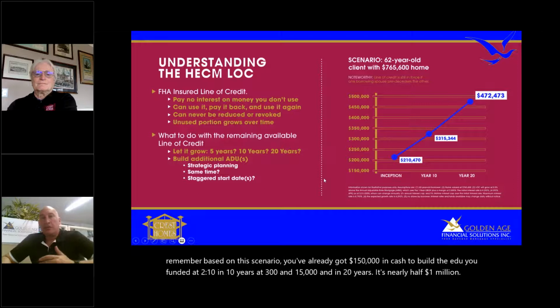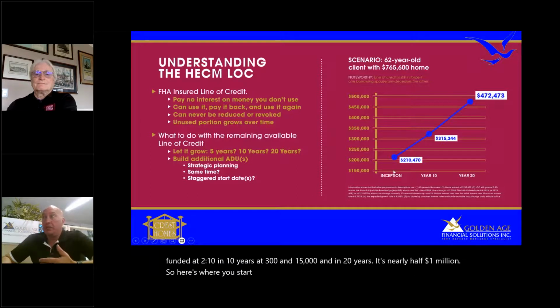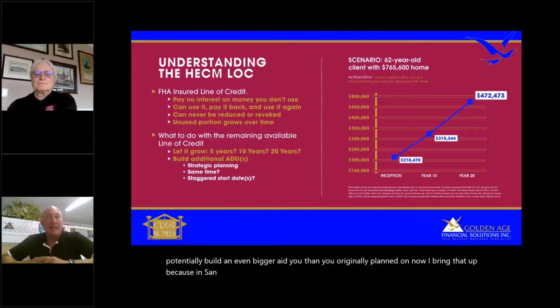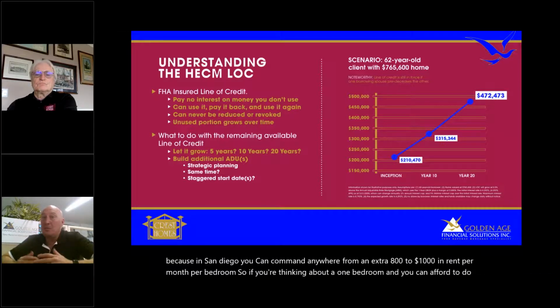So here's where you start to think, do you build an additional ADU with this money? Can you potentially build an even bigger ADU than you originally planned on? Now, I bring that up because in San Diego, you can command anywhere from an extra $800 to $1,000 in rent per month per bedroom. So if you're thinking about a 1-bedroom and you can afford to do a 2 or a 3-bedroom, that would just make sense.